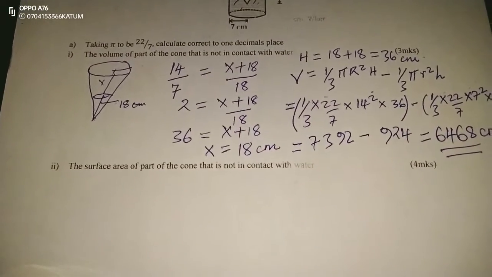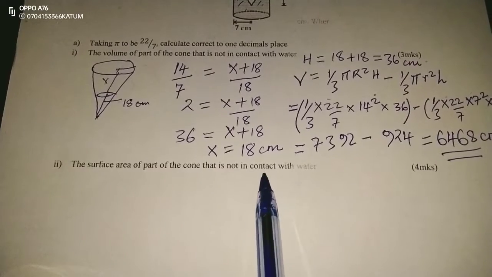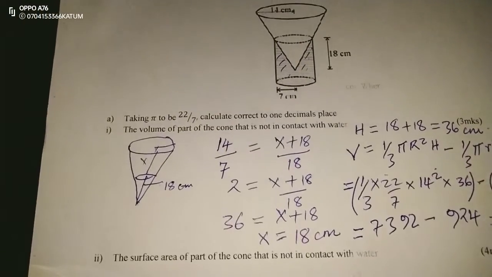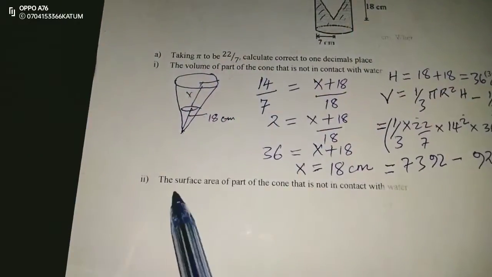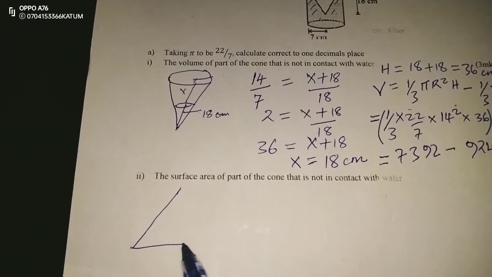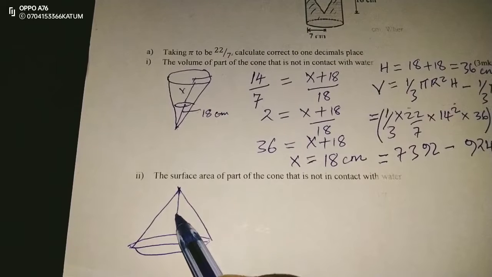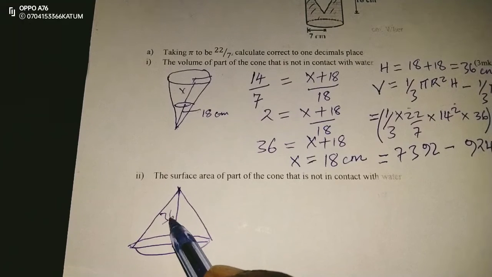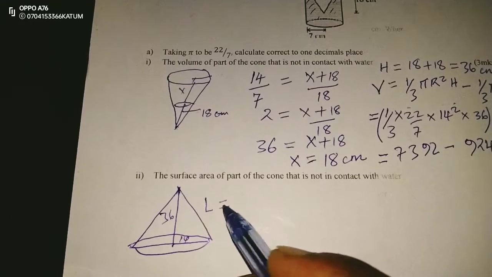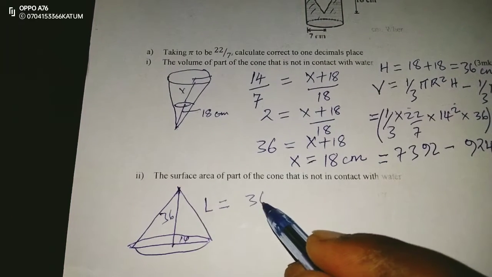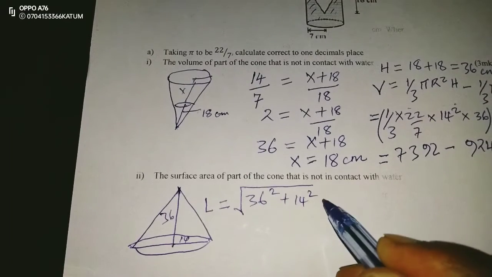That is the volume. The second part, we are getting the surface area of the cone that is not in contact with the water, the surface area of the same frustum. That means we will get slanting heights. So, because it's a cone like this, and we are having a height of 36 and a radius of 14, we can get the slanting height, which is L, and we use Pythagoras' theorem: 36 squared plus 14 squared, then we obtain the square root.